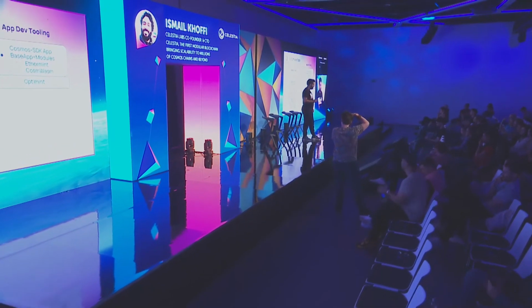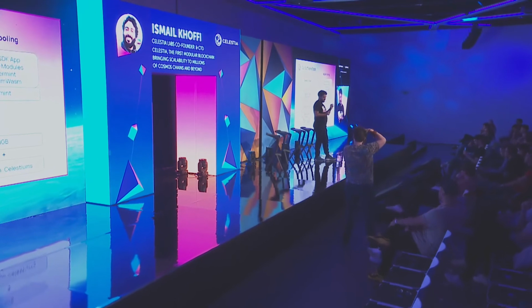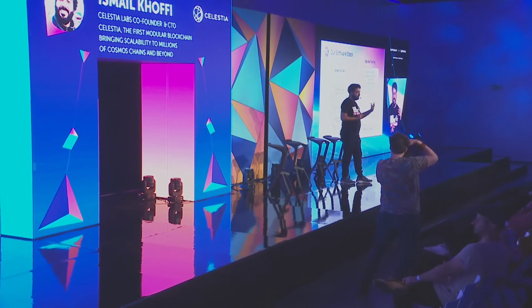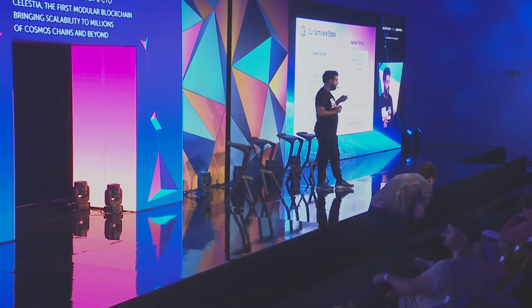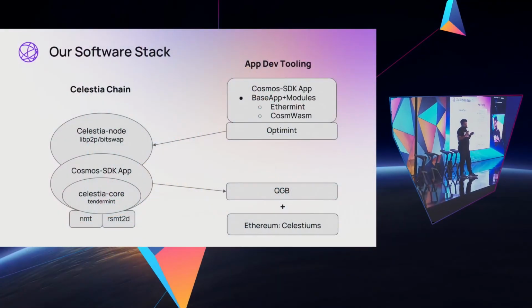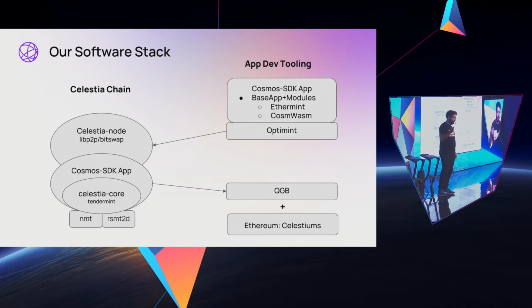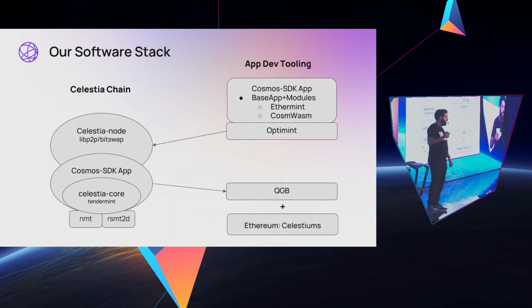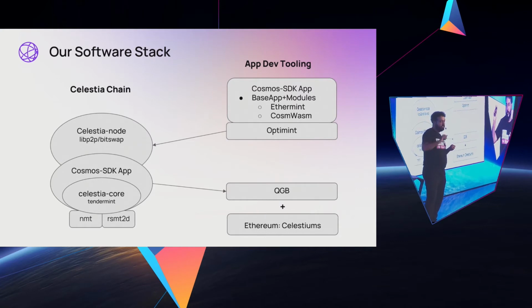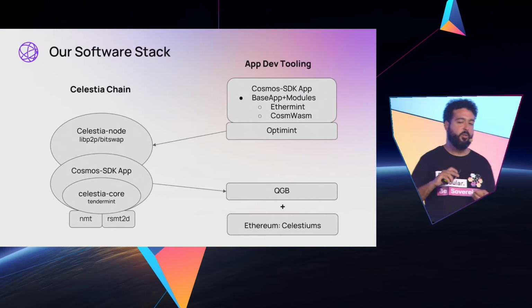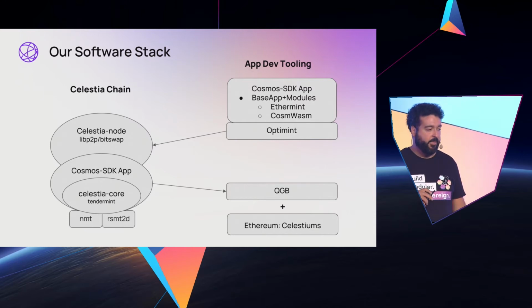Additionally, a completely different stack, targeting different developers as well, is the quantum gravity bridge. It's not really comparable to the gravity bridge that some of you might have heard of. It's a one-way bridge that just posts headers and attestations of data availability to Ethereum. And why is this useful?